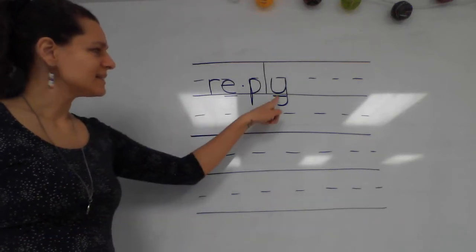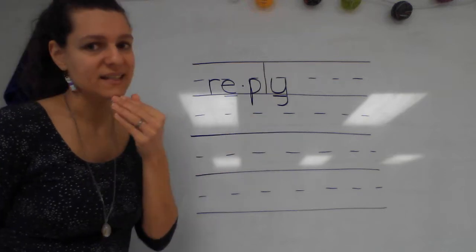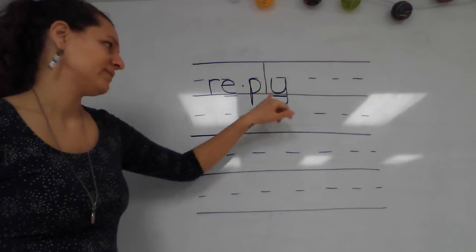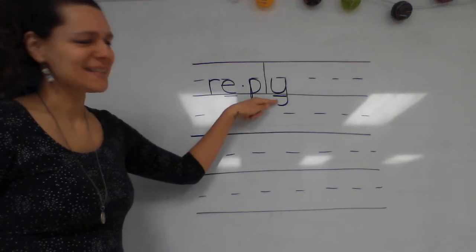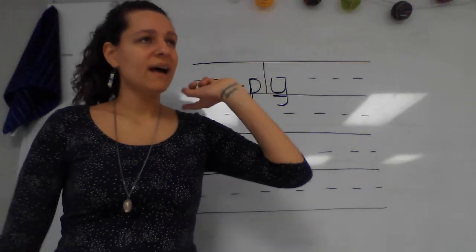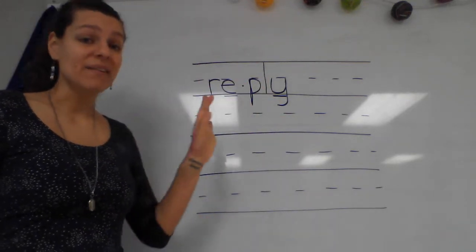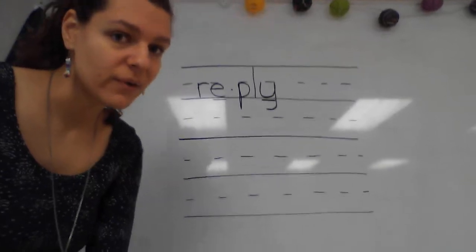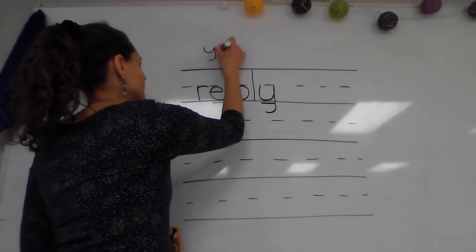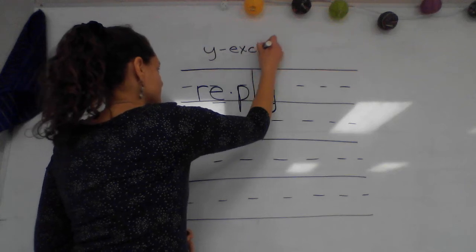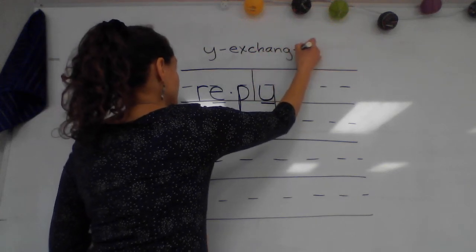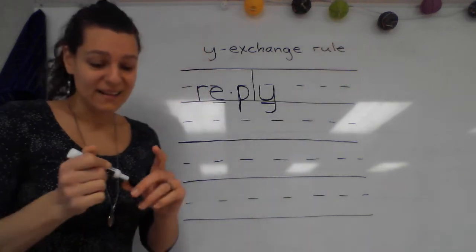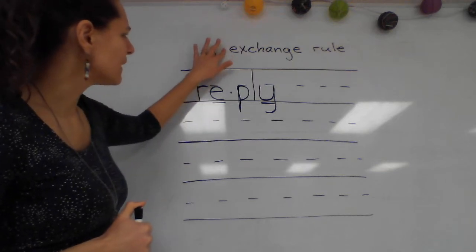So, let's look at the phonogram at the end of our word. Class, what is this? All right, good, it's ya, I-E, or for today, for this lesson, we can call this Y. We have a rule for when we're adding suffixes to a word that ends with Y. So for reply, we're going to be using our Y exchange rule. We haven't done this one for a while, which is why I thought we better give it its own video.